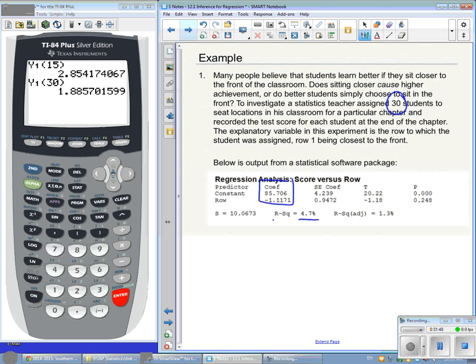Does anybody remember which is which? Say that again? The slope is the bottom one. The one that is next to constant, if you think about it, your y-intercept is the constant. The row, that's our x variable. So the number that's next to that would be the coefficient of x. So this is our slope. And so if I wanted to write the regression equation, I'm going to say that y hat, don't forget to put a hat on it, is going to be equal to 85.706 minus 1.1171 times x.